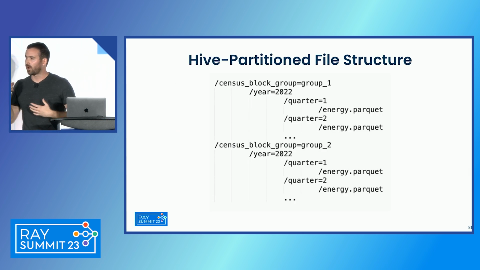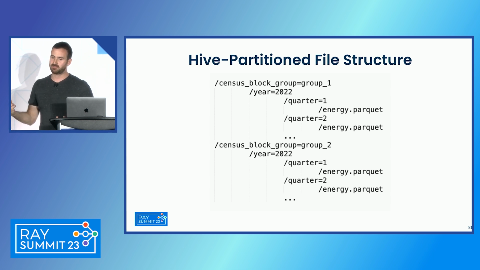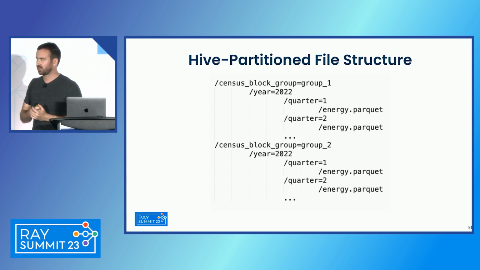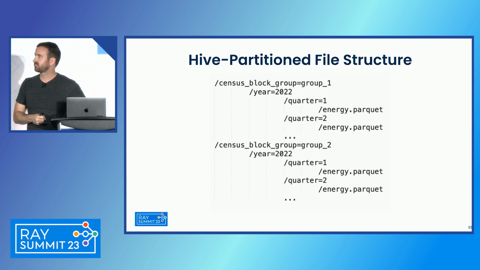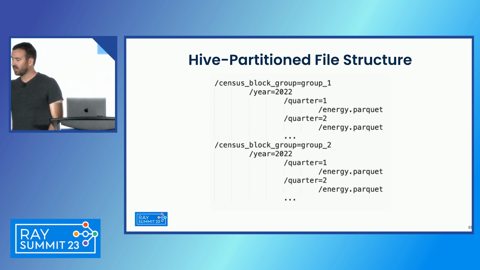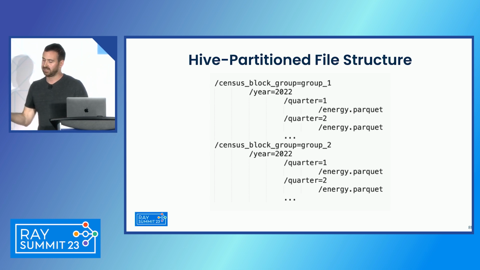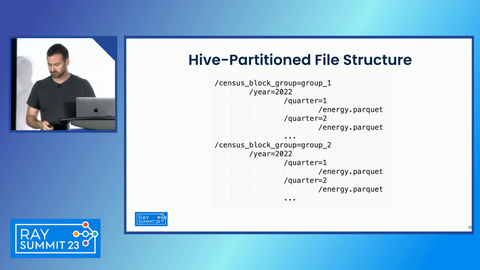So we turn this into a hive partition file structure, which is going to make it work very well with a lot of different data tools. And you can see this file structure matches what I was describing on the previous slide, where we first have our census block group partition, then our year partition, then quarter, and then we have one Parquet file in each partition.